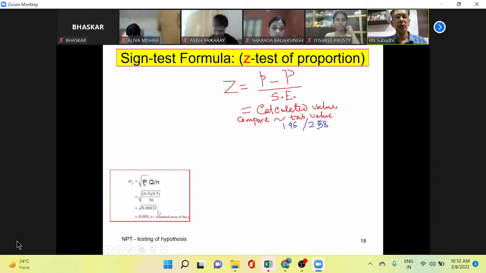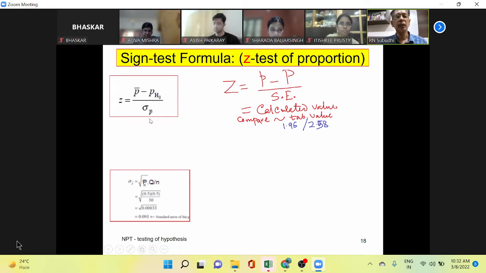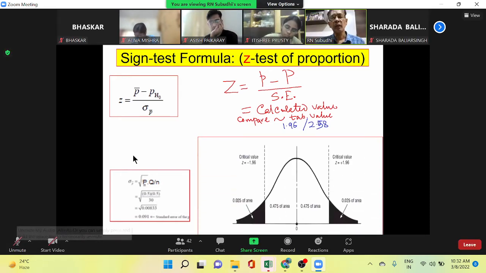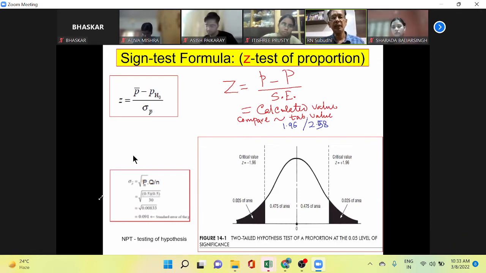In Levin's book, those who have the book, hope you have already found this standard error already computed. Fine, you calculate. This is the formula given by Levin's book, but I would suggest you use this simple formula. Don't write bar p as 0, simply write small p minus capital P divided by standard error. Now how much did you get? What is the final Z value? Has anybody computed? All of you compute the Z value.